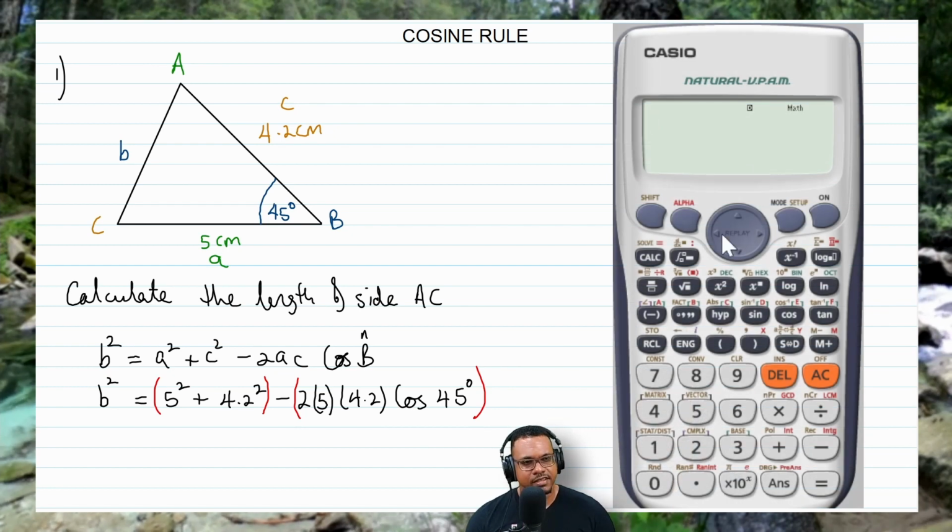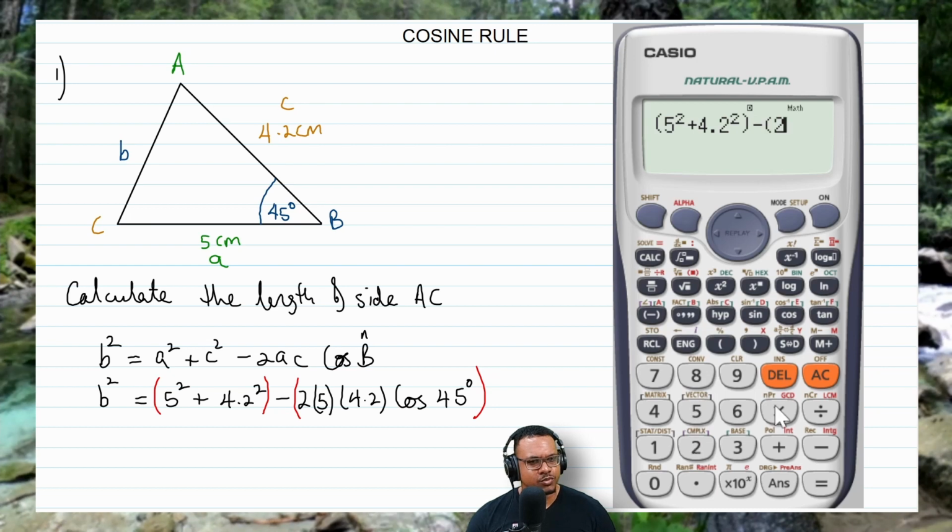So here I have my calculator. First I'm going to make sure it's in degrees because that 45 is in degrees. So the calculator must be in degrees to get the right answer. I'm seeing this D at the top here, so we're good to go. So I'm going to open brackets. We're going to put in the 5 squared. So 5, press the x squared button to square it, plus 4.2, press the x squared button to square it. We're going to close the brackets. Then we're going to take away. Then we're going to open brackets again.